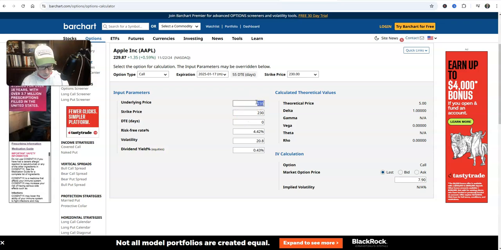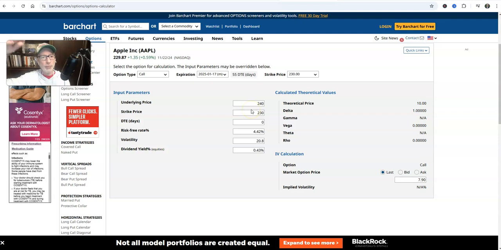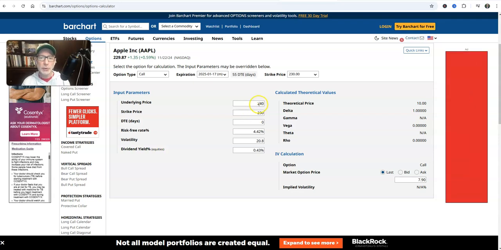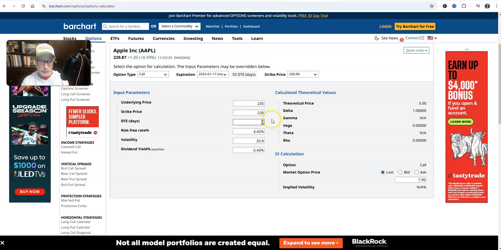But if Apple went up to, let's say, 240 on expiration, now it's worth $10 per contract. So you'd make $2, or $200. It's in the money by $10. It's worth $10. That's the intrinsic value. So you bought it for $8, and now you could sell it for $10. You made $200. Okay, so it depends on how far Apple moves up. Now, let's bring it back to 235. Let's say Apple moved up to 235 in 1 day's time.